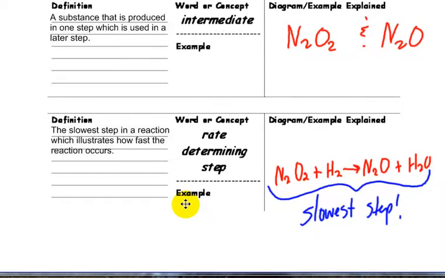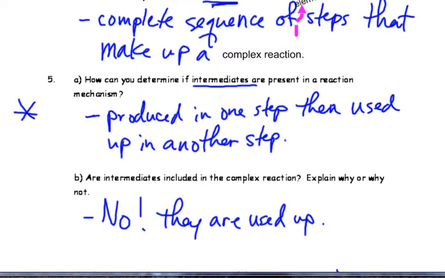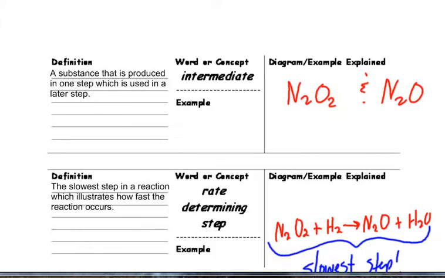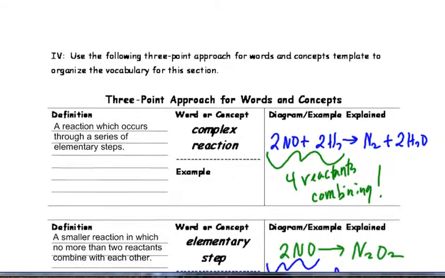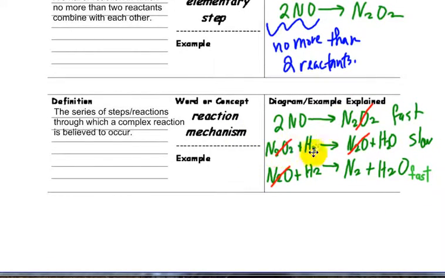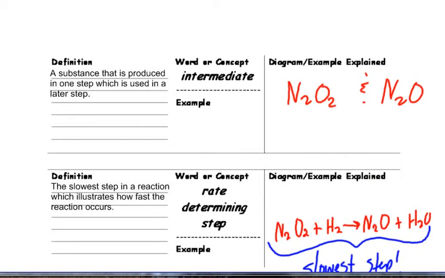And lastly, the rate determining step, the slowest step in a reaction, which illustrates how fast the overall thing will happen. Just think of the dishwashing thing. The slowest step in that case was the one dishwasher, so that would be the rate determining step in that one. In this one, it would be that one, the slowest step.